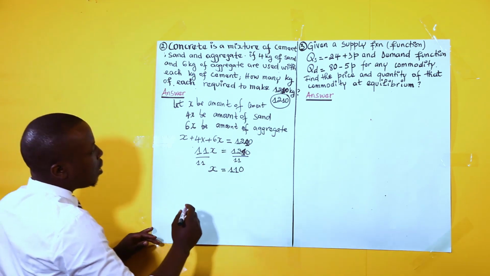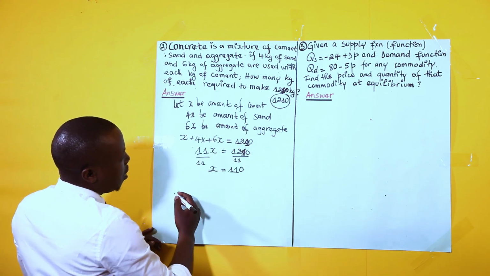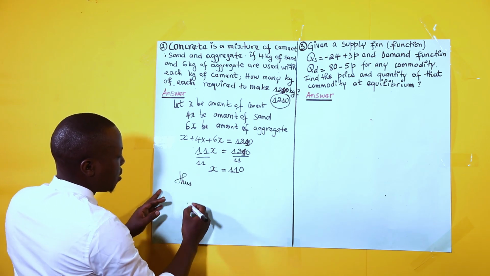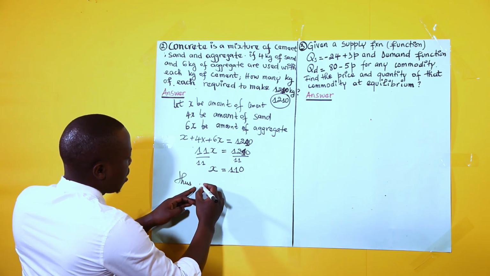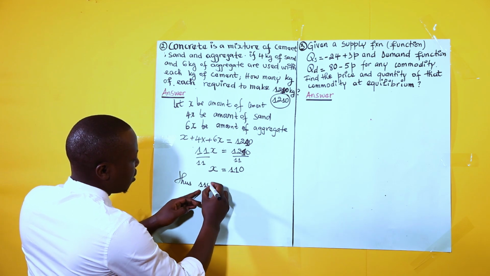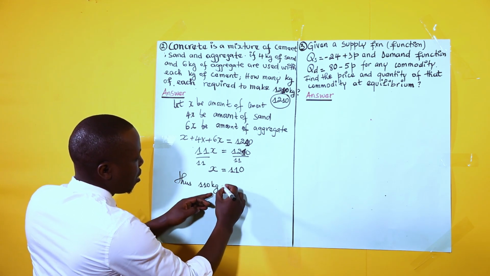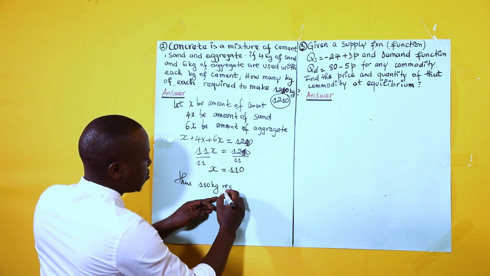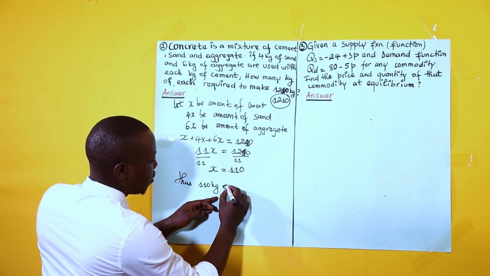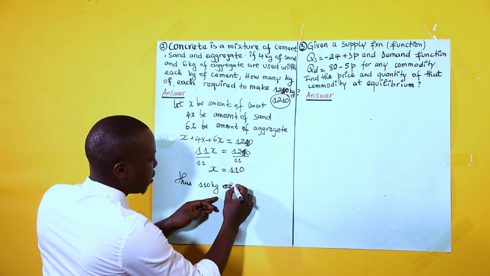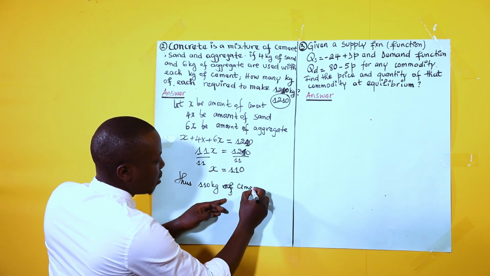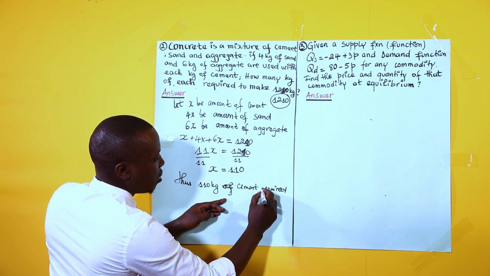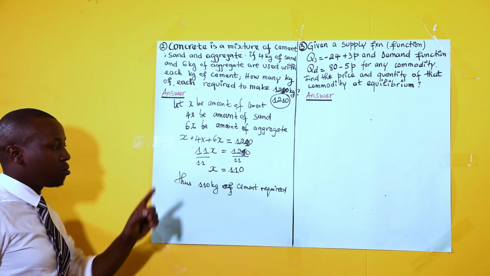So now, thus 110 kilograms of cement required to make that concrete.